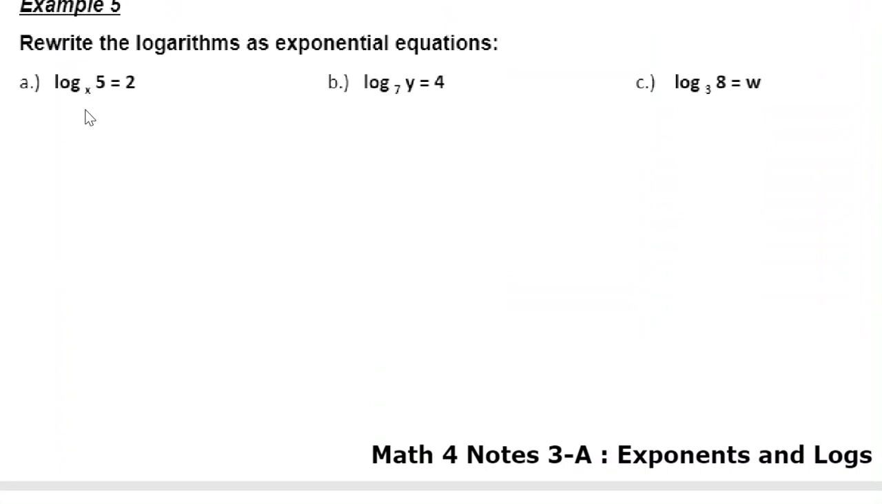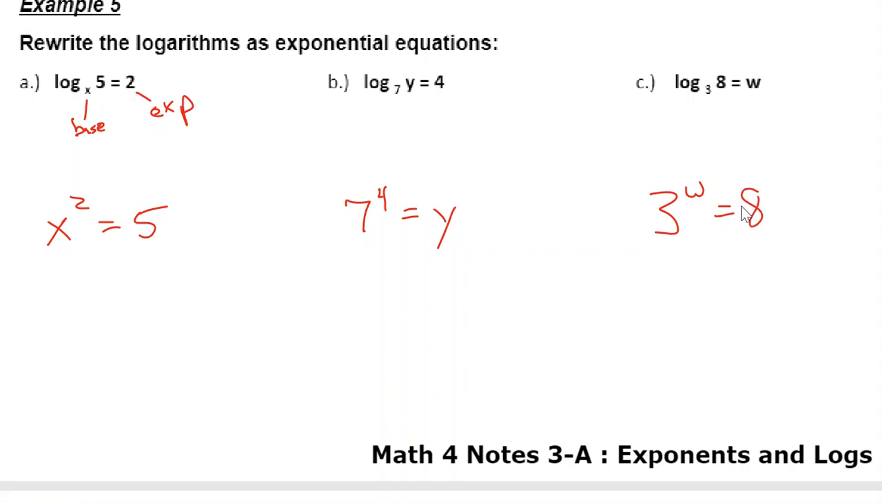If this is my base and this is my exponent, then I'm going to turn around and say x to the 2 equals 5. I'm going to turn around and say 7 to the 4 equals y. I'm going to turn around and say 3 to the w equals 8.